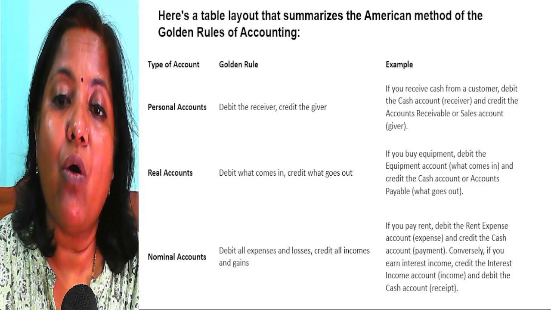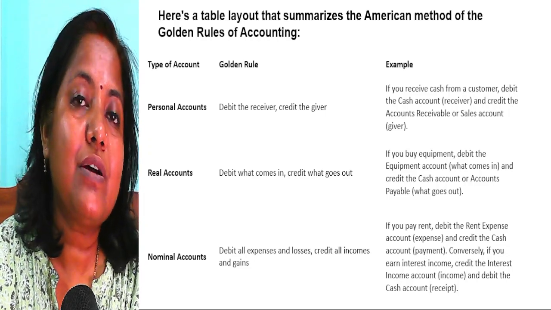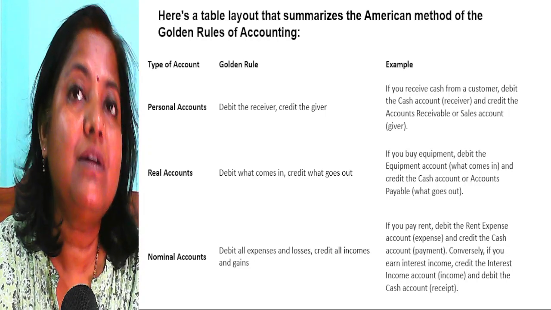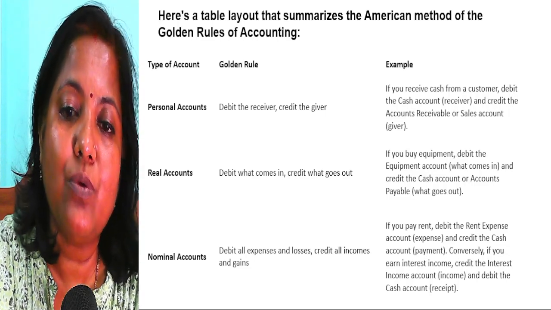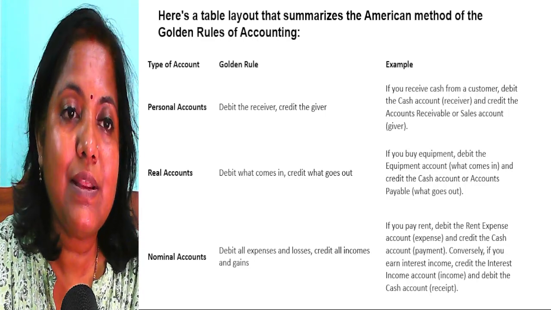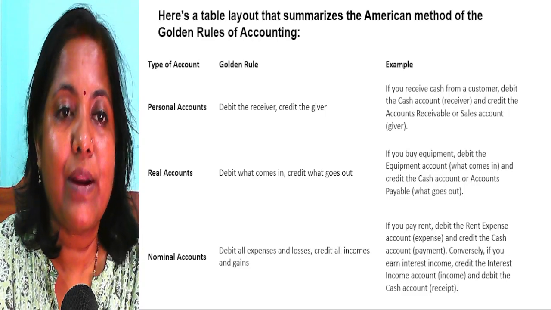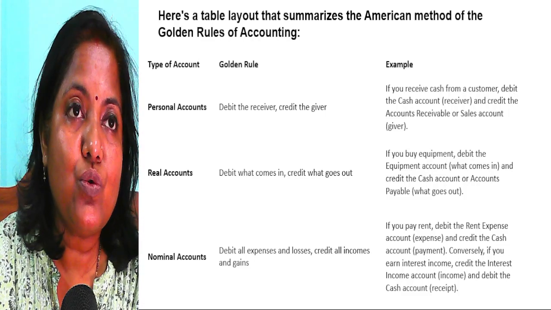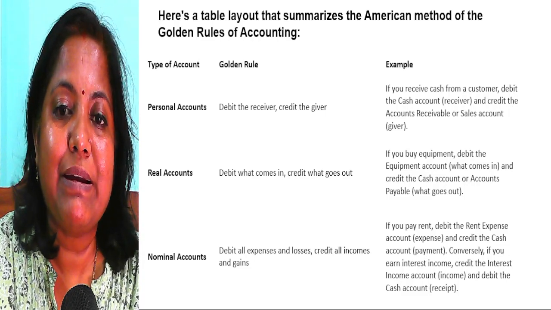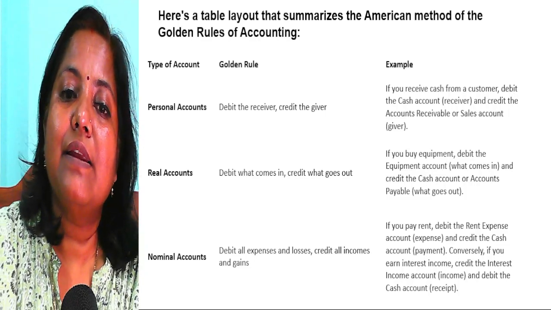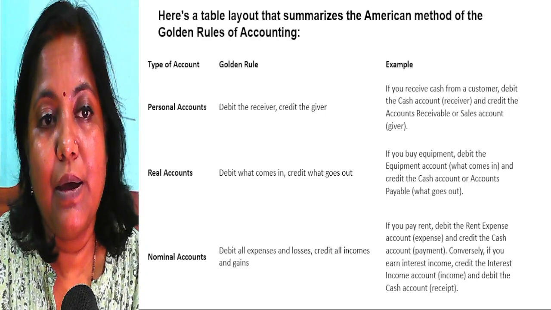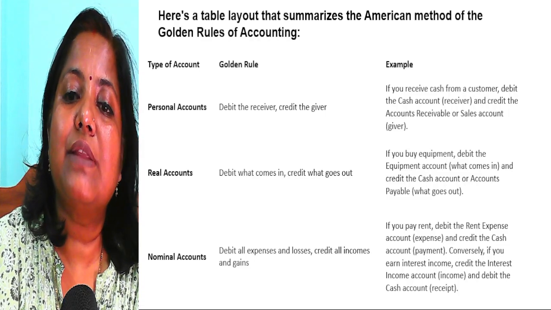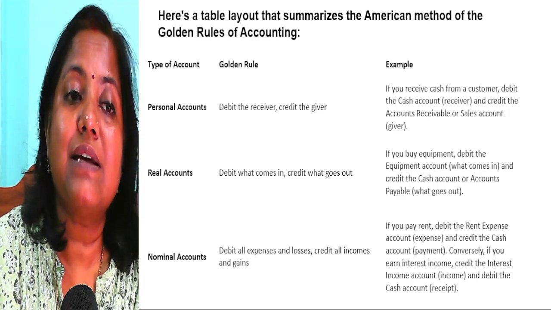Nominal account: debit all expenses and losses. Whatever expenses and losses are incurred, debit them. We have done this in the profit and loss account. You will be doing the profit and loss account, where you have to debit all the expenses to the trading account and profit and loss account. You write "to" with expenses, so they are debited, right? And in the case of incomes and gains, we write "by", and all incomes and gains are credited.